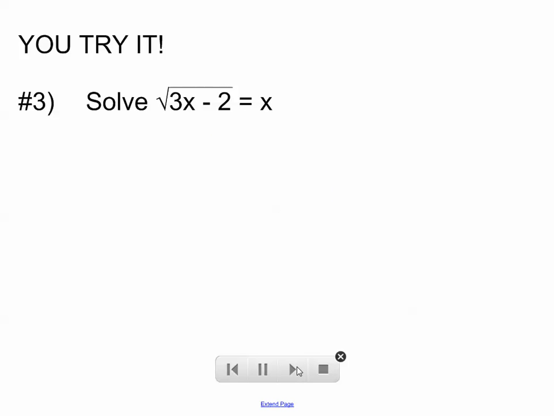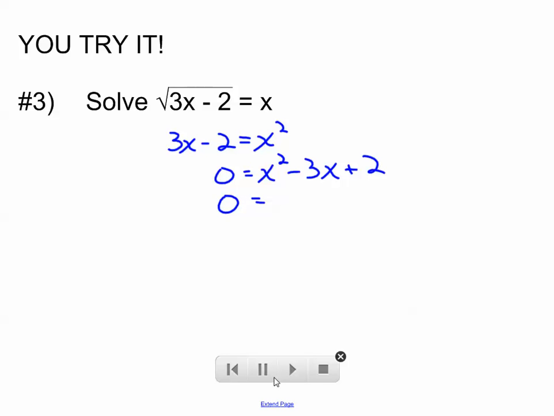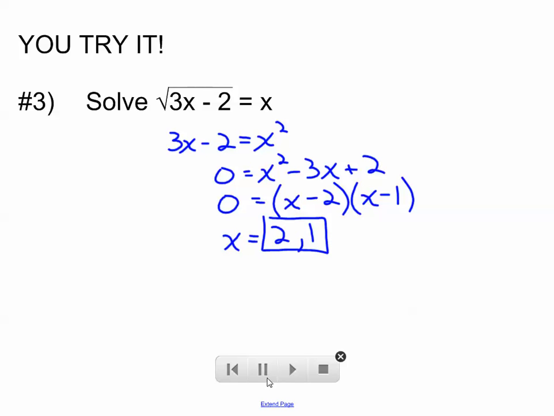They get a little tougher when you've got x inside and outside of the radical. Same procedure applies. Let's square both sides. This is a quadratic, so let's put it in standard form. You've got options now. You can factor it if it's factorable. You could use the quadratic formula. This one's factorable. The solutions are 1 and 2 using the zero product property.